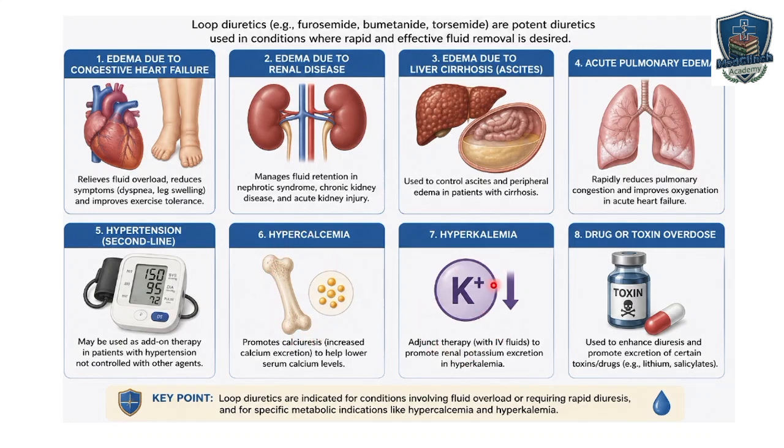They may also be used in hyperkalemia. Yes, we may want to reduce the amount of potassium in blood, and the best way to do that is by promoting potassium excretion in the kidneys. The best drugs that do that are the loop diuretics. And also they can be used for those who have drug or toxin overdose. We may want to promote diuresis, and the best drug that promotes diuresis is the loop diuretics. So this is overall the indications when it comes to using the loop diuretics.